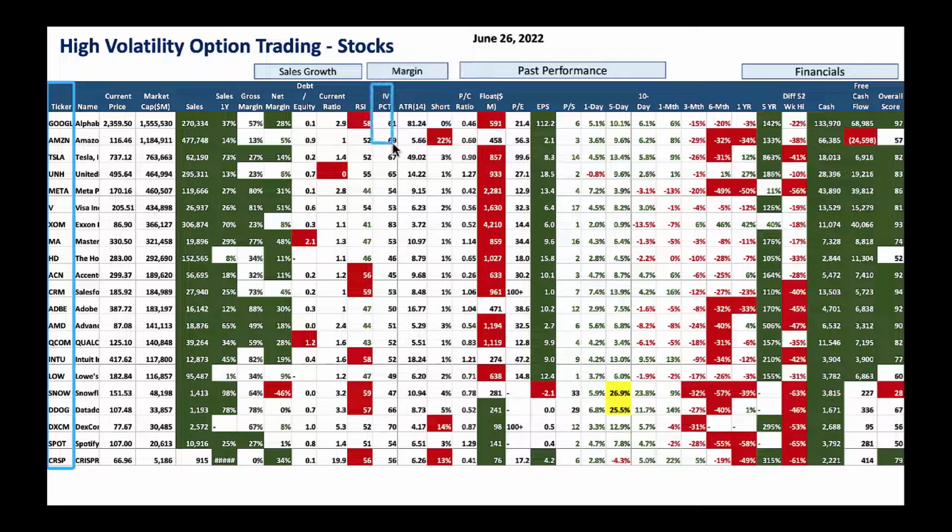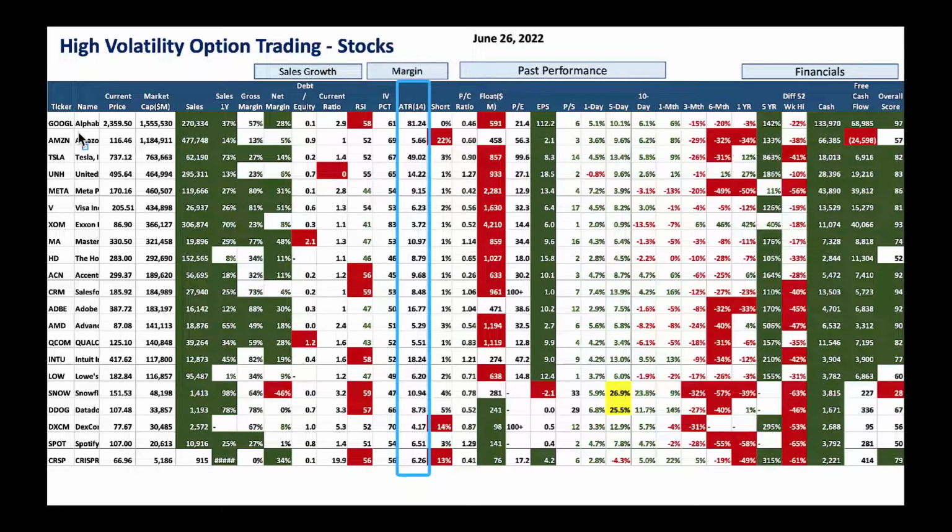The IV percentile is nice and high, above 50. And as you scan through here, look at the ATR. ATR, or average true range, in the last 14 days is nice and high. For most of these cases, it's very high, as you can see here.